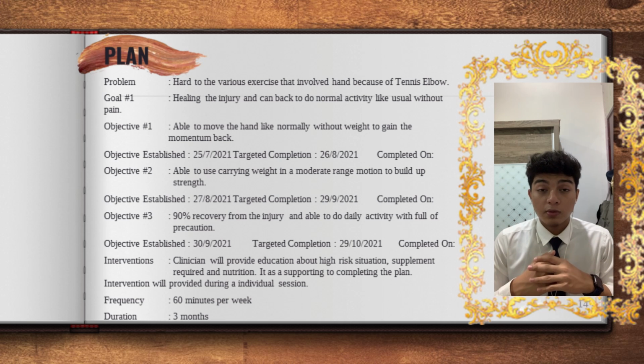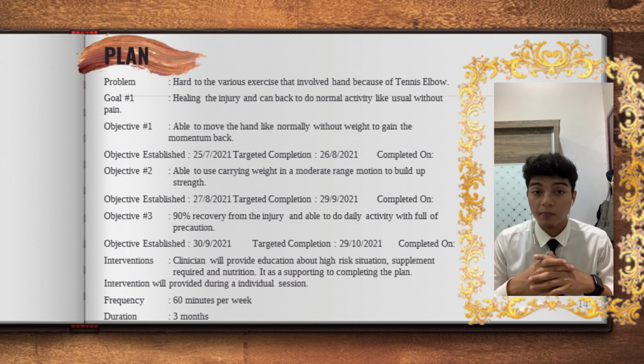So we proceed to the treatment plan. The problem is, it is hard to do various exercises that involve the hand because of tennis elbow. So the goal is to heal the injury and come back to normal activity like usual without pain. For objective 1, we want to be able to move the hand normally without weight to gain the momentum back. The objective is established on 25 July 2021 with target completion on 26 August 2021.